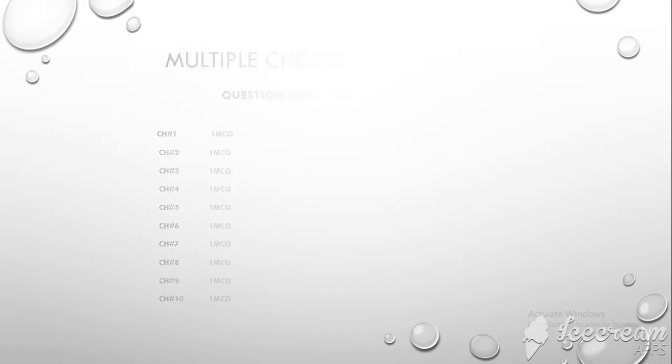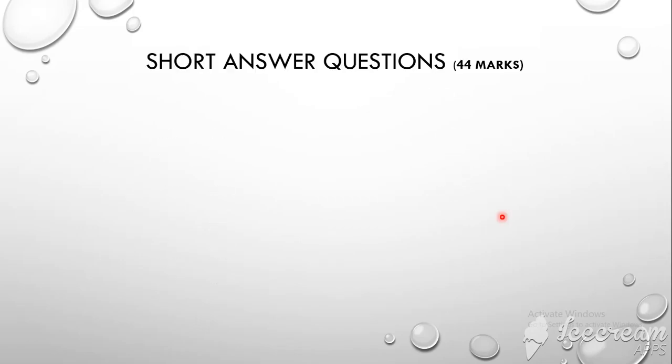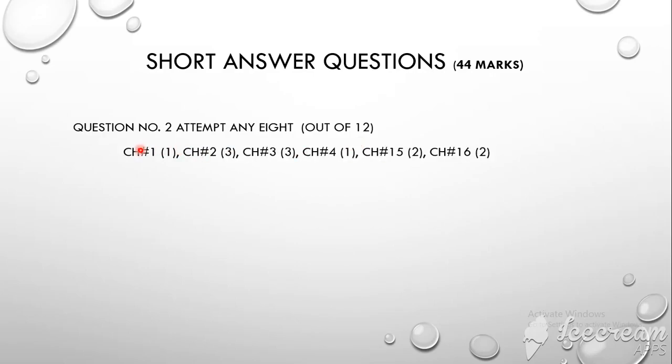Now the second part, starting with the first portion of short questions. You have to attempt 22 short questions in total. First, in question number 2, you have to attempt 8 short questions out of 12. The division of these 12 short questions in the book is like this: chapter 1 has 1, chapter 2 has 3, chapter 3 has 3, chapter 4 has 1, while chapters 15 and 16 carry 2 short questions in the paper.